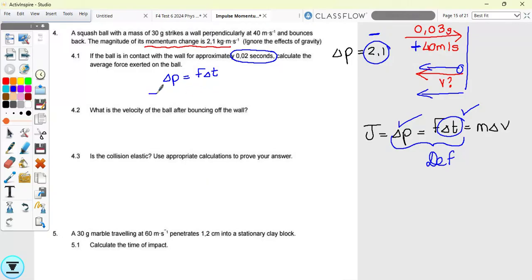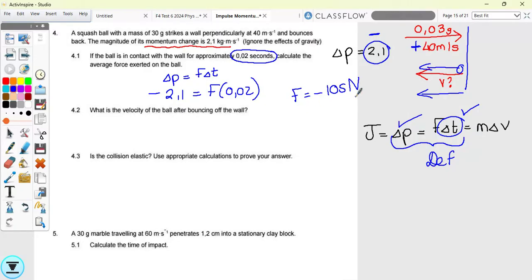But I would say safest is to say, okay, this is minus 2,1 is equal to F times 0,02. We really need to add the answers into this book. So you're going to do that calculation. And I get 105, I hope that's right. So I get F is equal to minus 105 newtons.